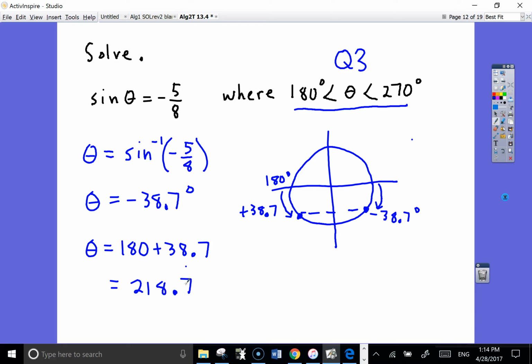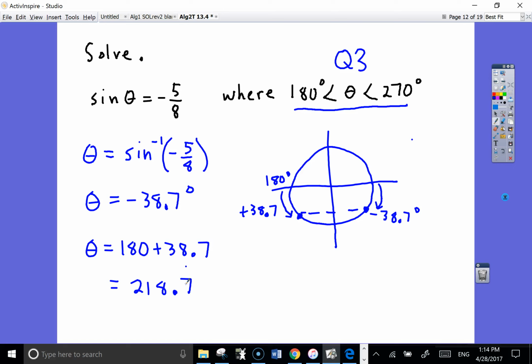Now there's some rounding going off, right? Because it was actually negative 38.68, 218.745. So this is not going to work to the nth decimal place. But now try to take the sine of 218.7. See what you get.